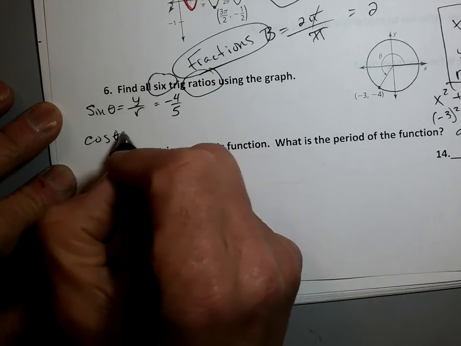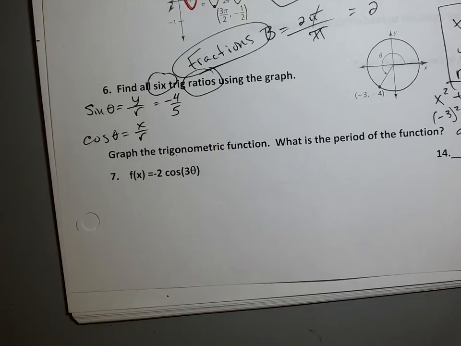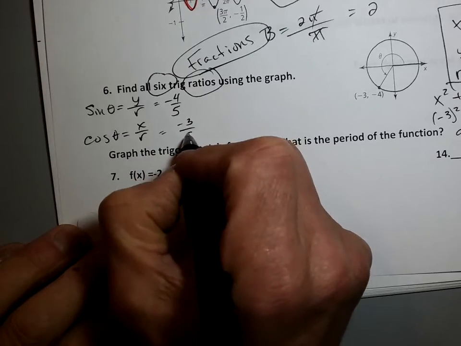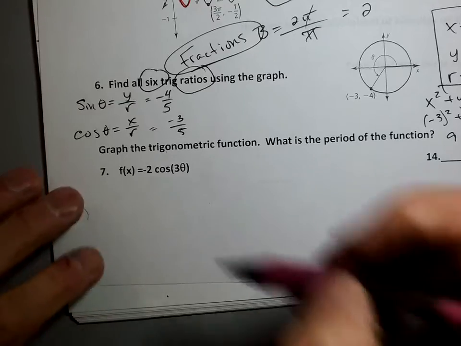Cosine of theta is the x over the r. And again, that's in our notes somewhere, right? My x value is negative 3 over 5. Okay, these are my answers. This is what I want. Ratio means I want just the fraction.